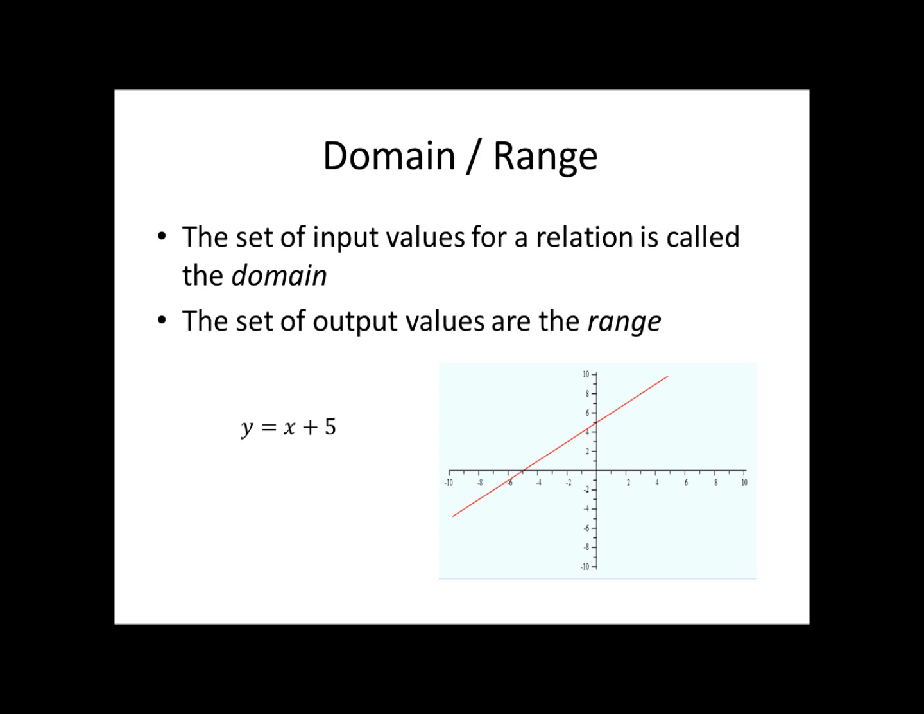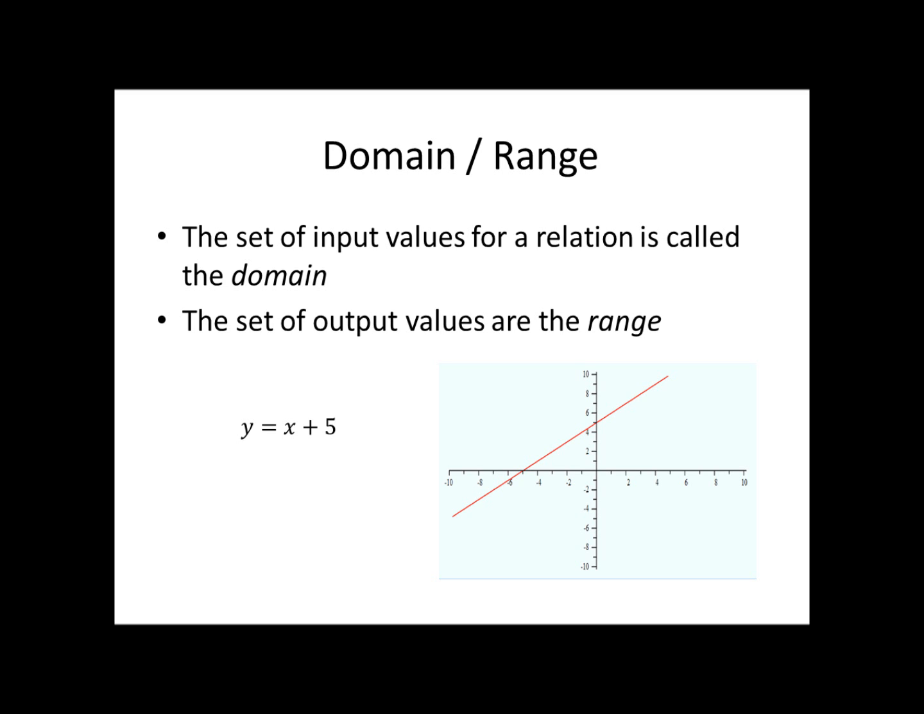Now let's talk about what the domain and what the range for a relation is. The domain is all the numbers that can go into a relation. What can we input into the equation? Where do we look first on a graph? The range is all the numbers that we get out of the relation. So here we have two ways to talk about the same relation. We have an equation, y equals x plus 5, and we have the graph for y equals x plus 5. This is a relation.